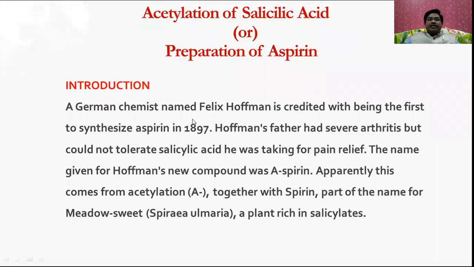A German chemist named Felix Hoffmann is credited with being the first to synthesize aspirin in 1897. Hoffmann's father had severe arthritis but could not tolerate the salicylic acid he was taking for pain relief. The name given for Hoffmann's new compound was aspirin. Apparently, this comes from the A of acetylation together with spirin, part of the name of meadowsweet, Spiraea ulmaria, a plant rich in salicylates.